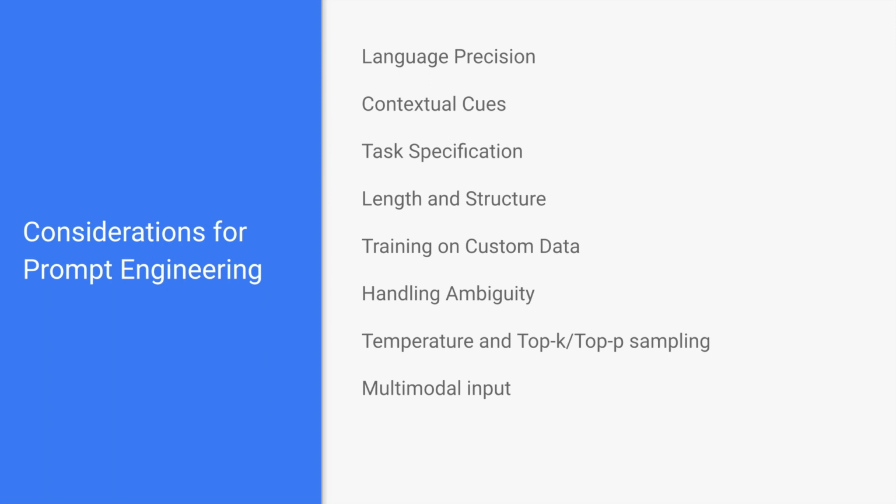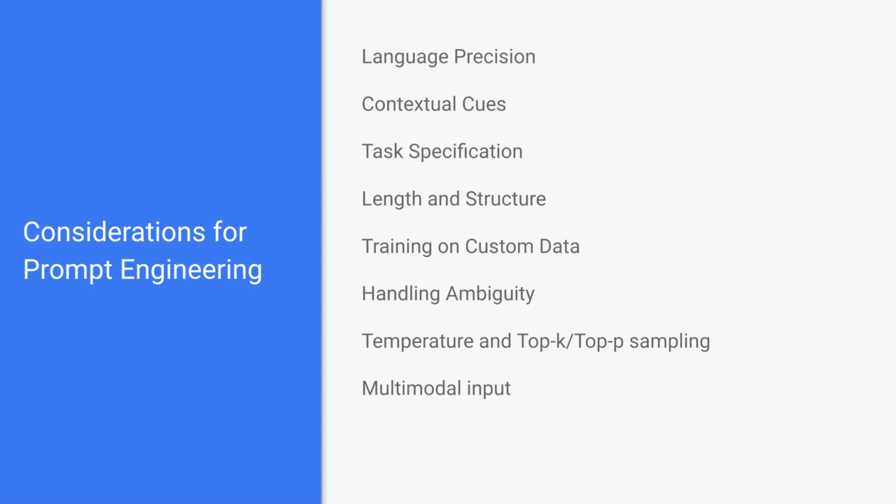Length and structure. This involves experimenting with the length and structure of prompts. Some models might respond better to concise prompts, while others may benefit from more detailed instructions. Training on custom data. This includes fine-tuning or training the LLM on custom datasets related to specific domains or tasks. This helps the model learn context and terminology specific to the user's needs.